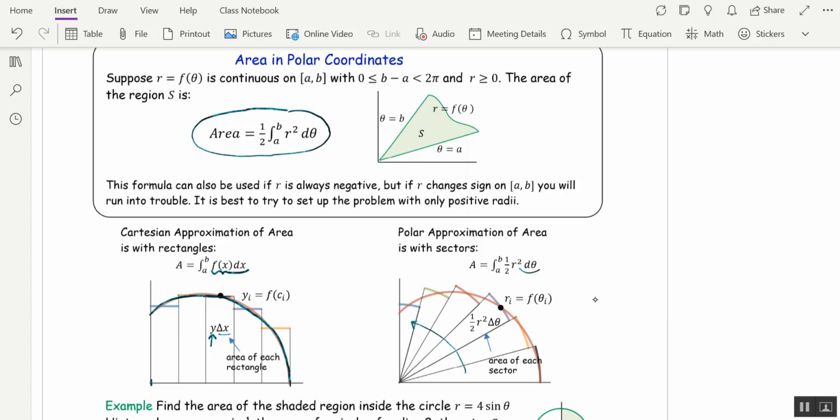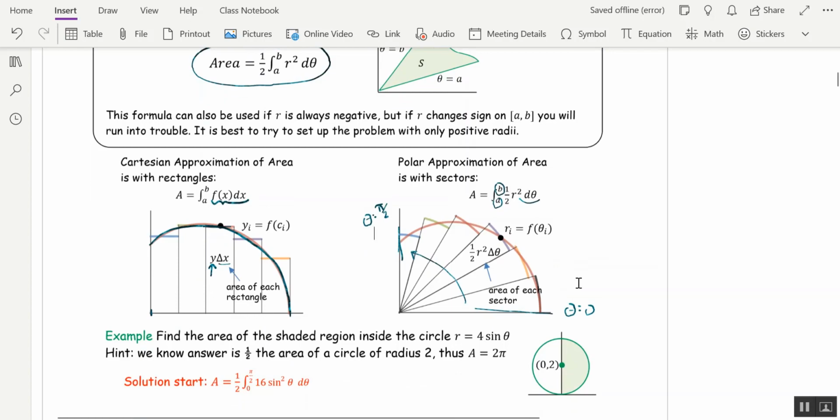Also, one thing to note is the a and b here reflect the starting and ending angles of theta, where that region starts and where it ends. So in this picture here, this would be theta equals 0. And up here, this would be theta equals pi over 2. So let's just jump in and do an example.